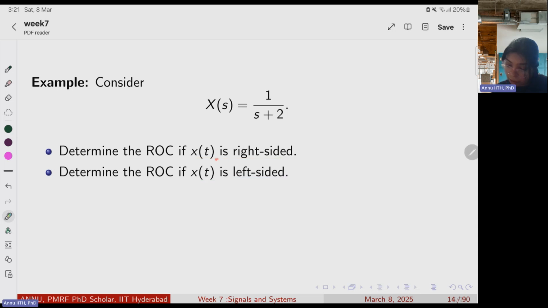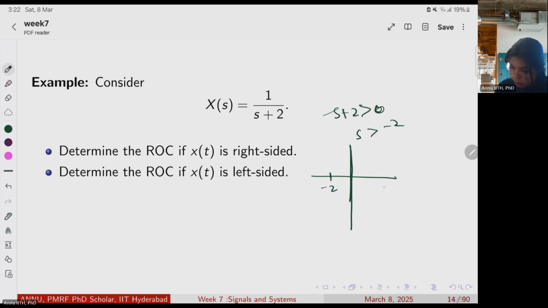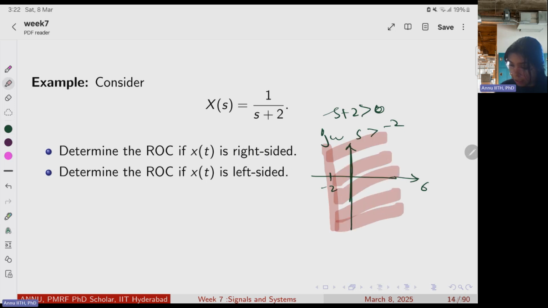Okay, it is right-handed. So for right-handed, what was written? As we know, s plus 2 should be greater than 0. So s should be greater than minus 2. So we have minus 2 here, with the sigma and j omega axes. Greater than minus 2: it is a right-handed signal.